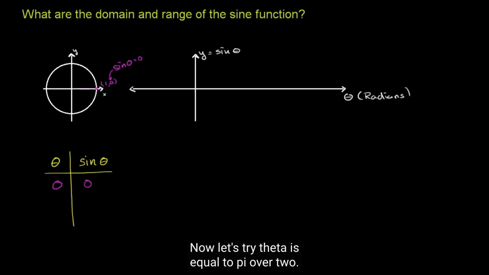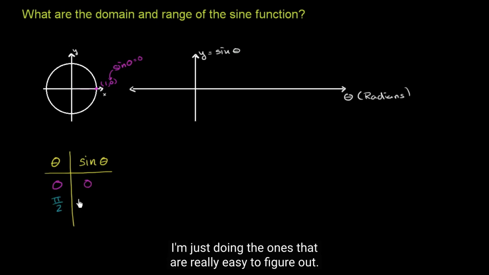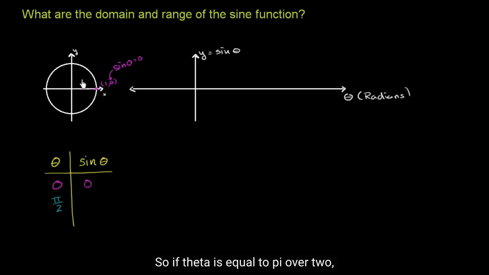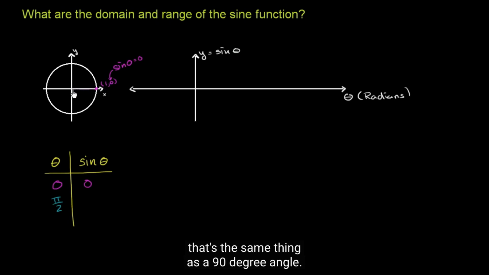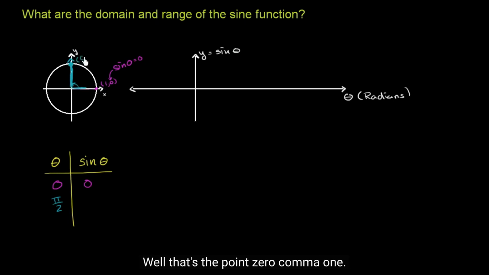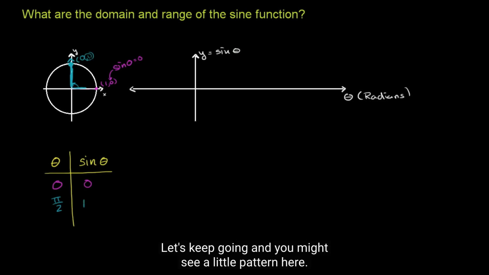Now let's try theta is equal to pi over 2. I'm just doing the ones that are really easy to figure out. So if theta is equal to pi over 2, that's the same thing as a 90-degree angle. So the terminal side is going to be right along the y-axis, just like that. And where it intersects the unit circle is right over here. And what point is that? Well, that's the point 0, 1. So what is sine of pi over 2? Well, sine of pi over 2 is just the y coordinate right over here. It is 1. Sine of pi over 2 is 1. Let's keep going, and you might see a little pattern here.